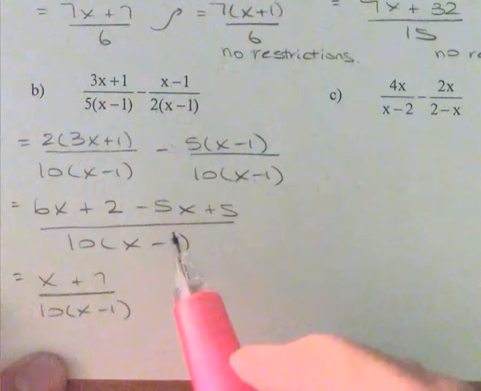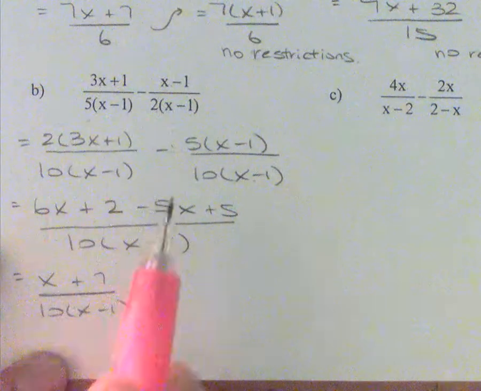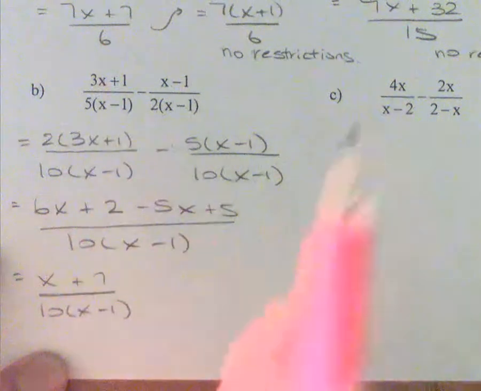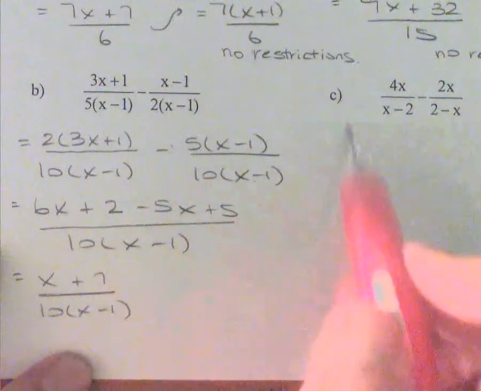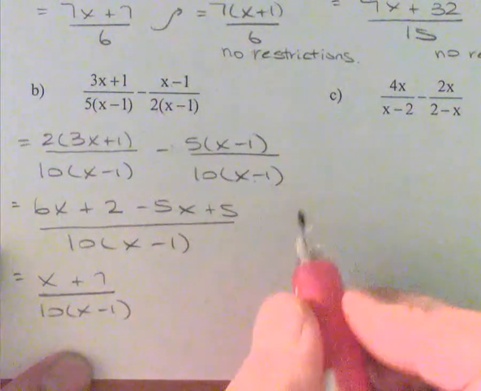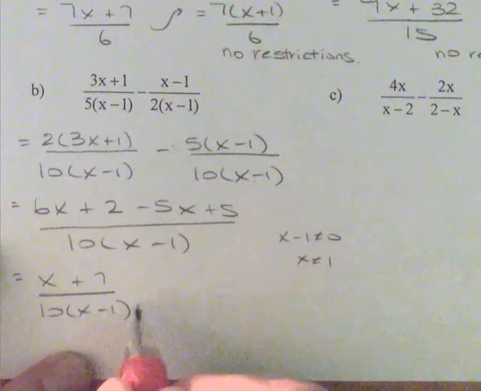Now I need to state restrictions. So there's no restrictions on the 10, 5, or 2 because there's no x attached to them. So the only restriction is on the x minus 1. So I can say that x minus 1 cannot be 0, so x cannot be 1.